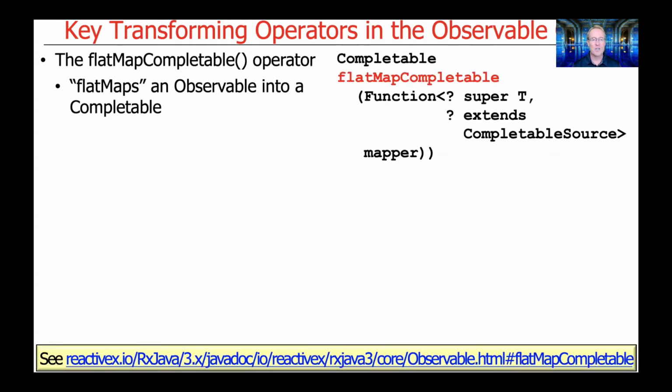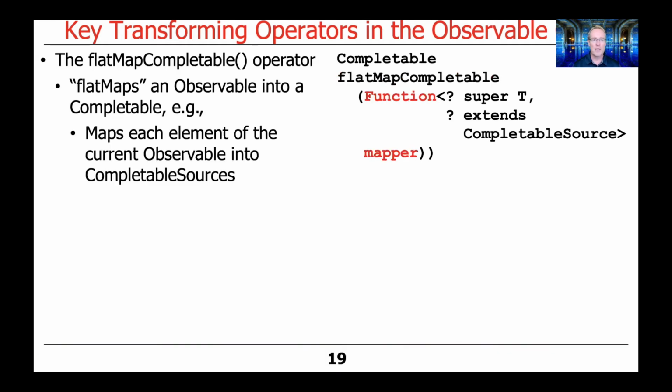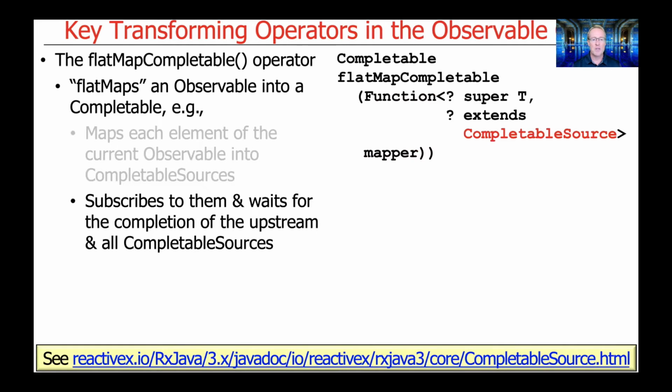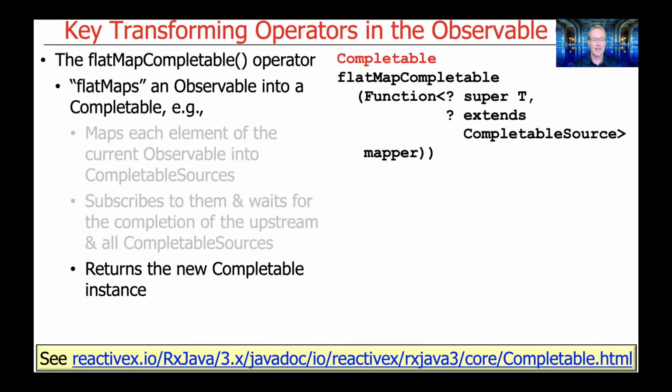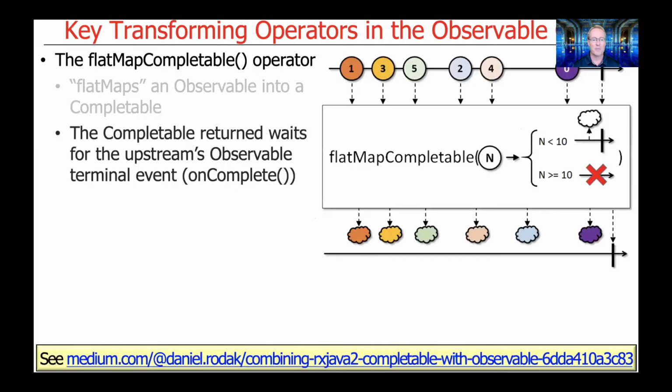Let's now turn our attention to the flatMapCompletable operator. This will do a flatMap of an observable into a completable. As you can see here, what it does is it maps each element of the current observable into completable sources. And then it subscribes to them and waits for the completion of all the upstream and all the completable sources. So it's basically waiting for everything to finish. It returns a new completable instance indicating that it's finished.